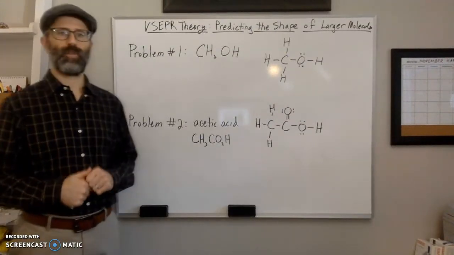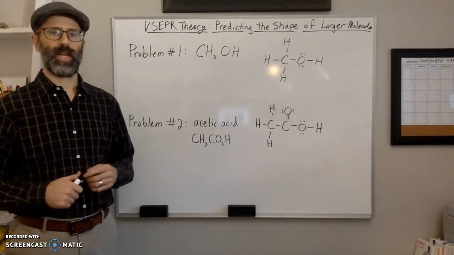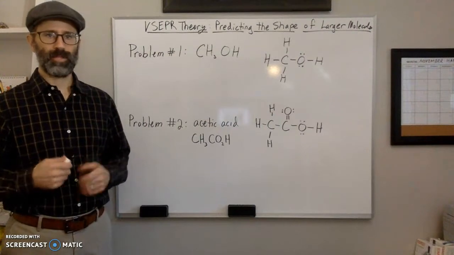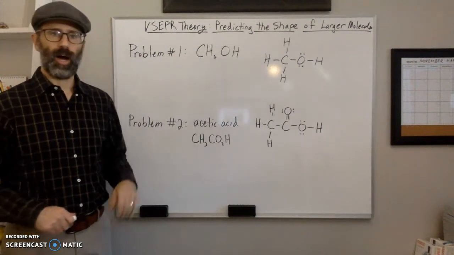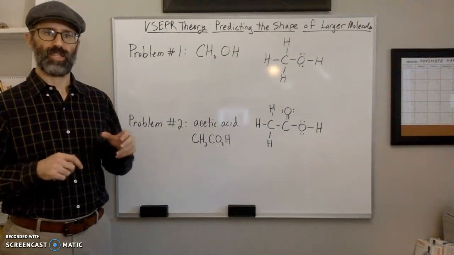My name is Mr. Cobalt, and in this video I'm going to be talking about VSEPR theory and how to use VSEPR theory to predict the shape of larger molecules. And really all it comes down to is making sure you know what shape is around each of the central atoms.